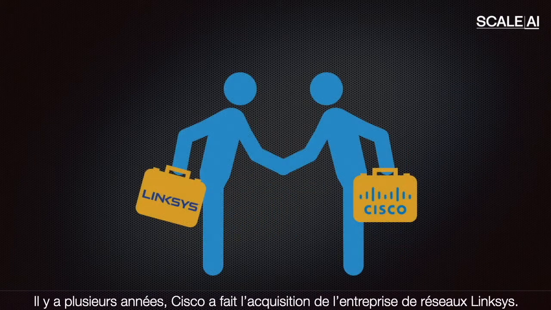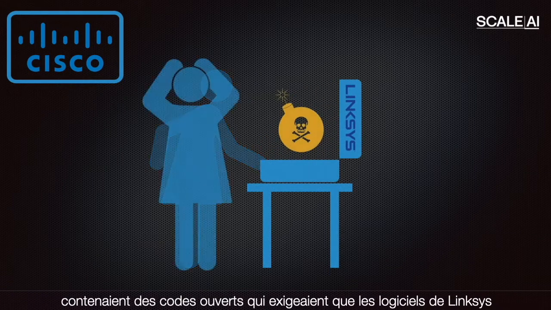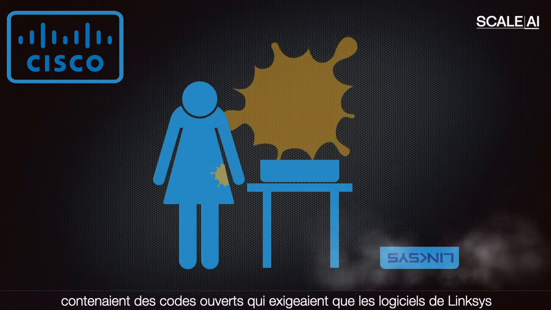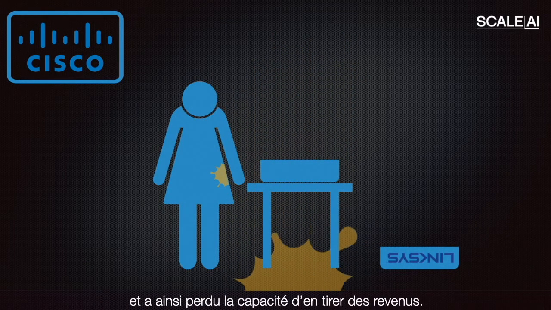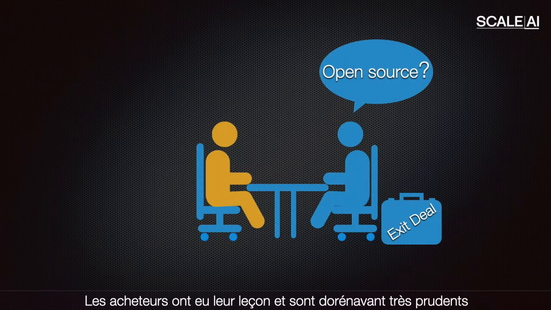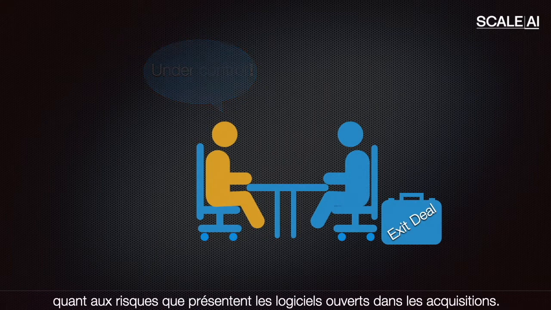Years ago, Cisco acquired the networking company Linksys, but they eventually discovered that Linksys had used open source software that required Linksys software to also be released as open source. So Cisco lost the ability to generate revenue from that Linksys software. Buyers have learned their lessons since then and are now very careful about open source risks in acquisitions.